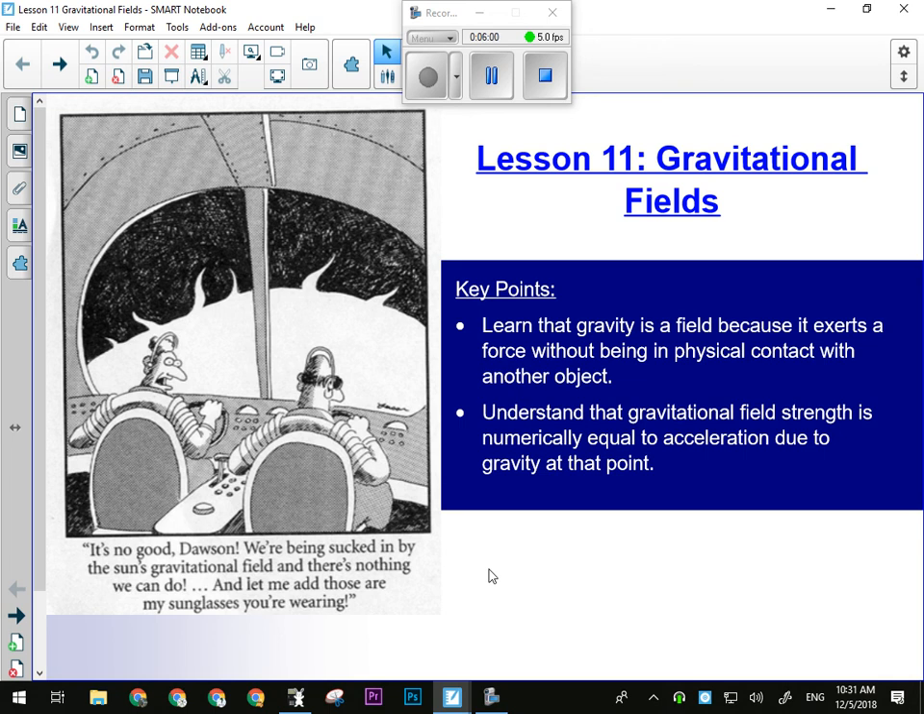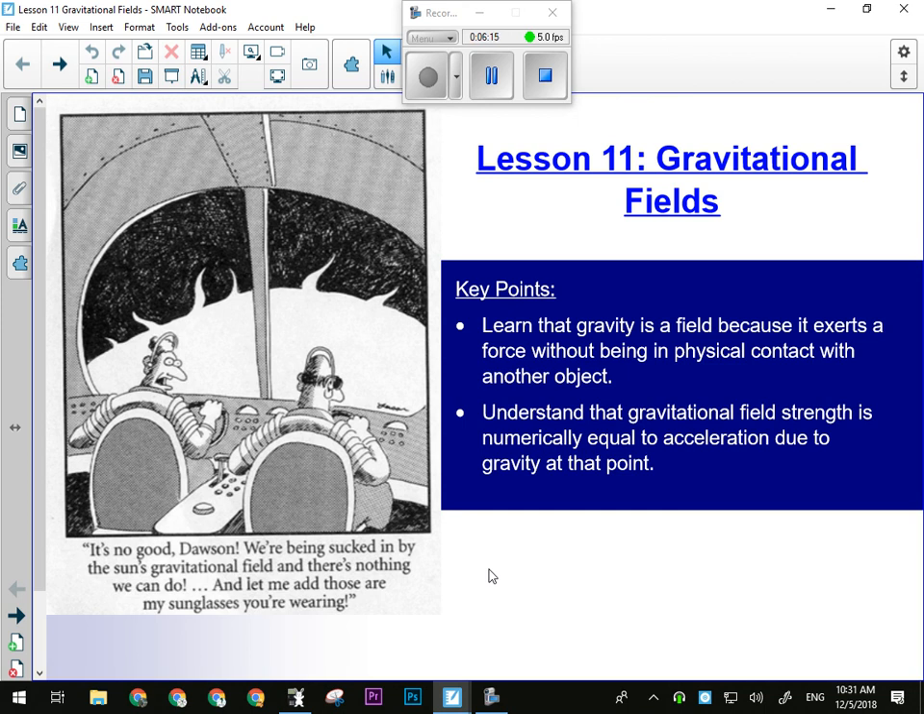Friction is a contact force. There's no field of friction around an object. There just isn't. Same with normal force. Normal force is a contact force. We know that because if you're not touching the object, it can't push back on you.